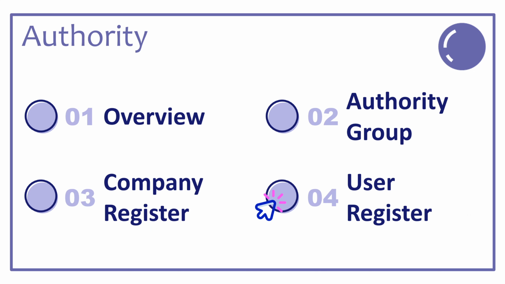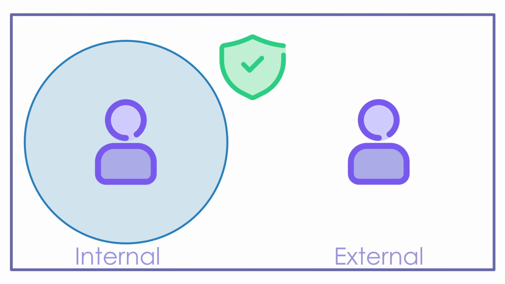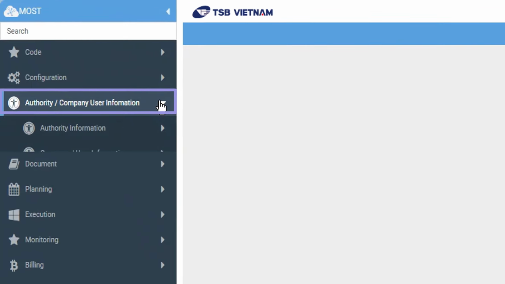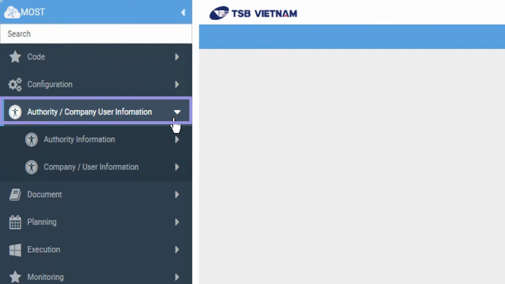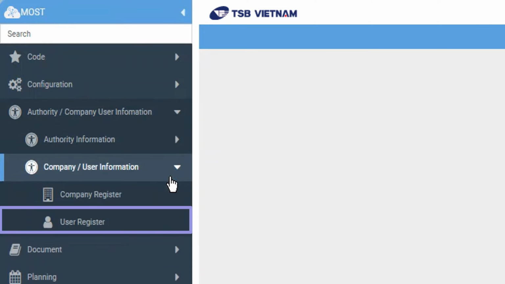Now, let's wrap up with the User Register feature. About roles and permissions. Similar to the company register, both internal and external users can access this, but it depends on their permissions. How to navigate. Go to the Authority Company User Information section, then click on Company User Information and select User Register.